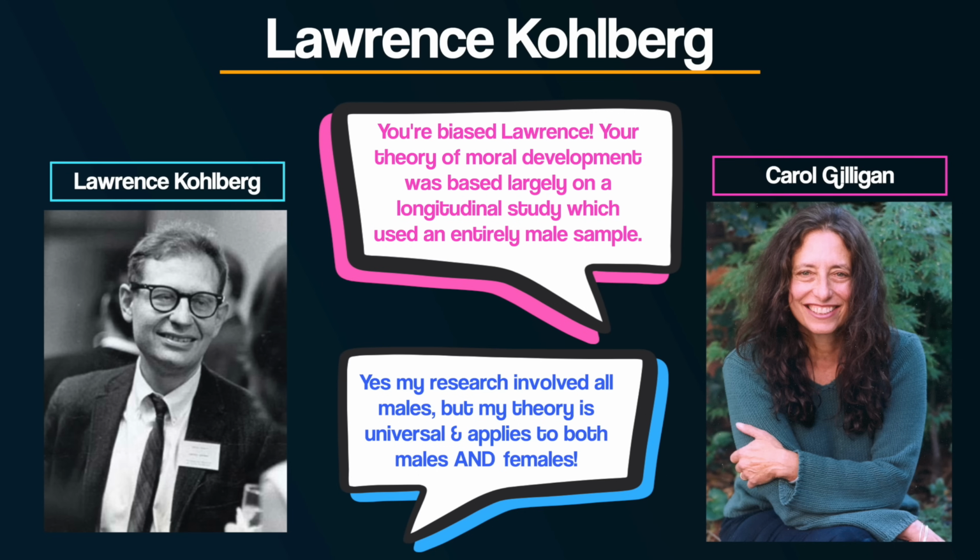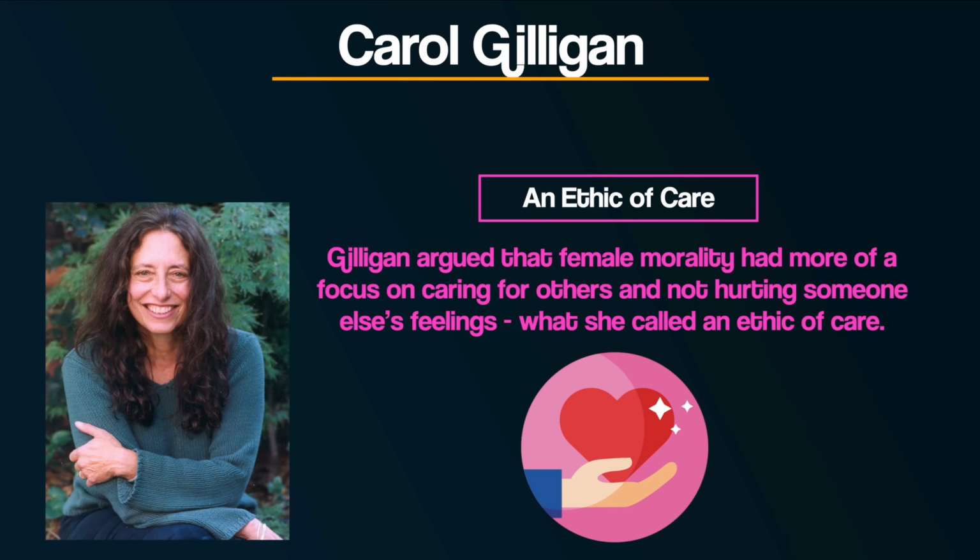Gilligan criticised this, arguing that women simply use a different moral reasoning style focused on care and relationships. Kohlberg's theory thus failed to account for legitimate gender differences in moral reasoning.